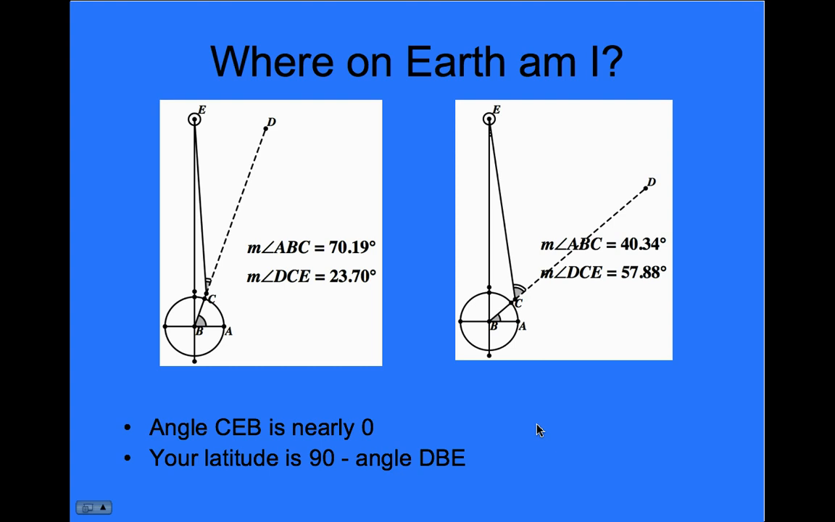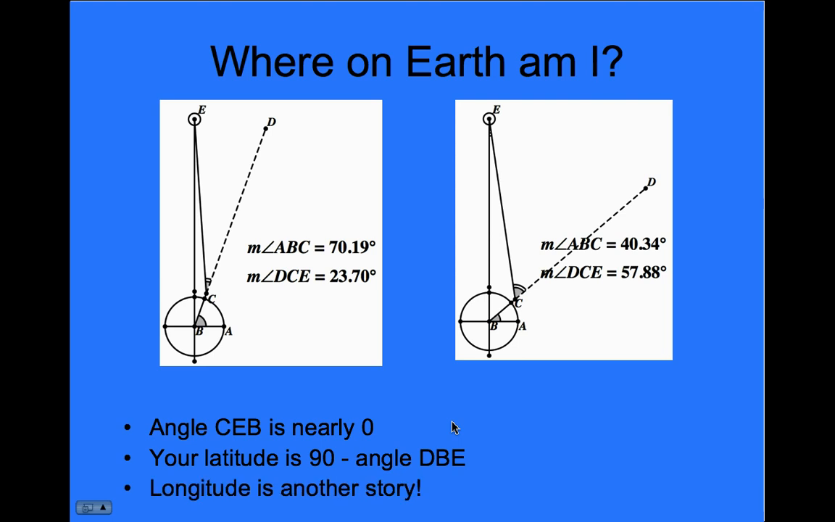So you can figure out your latitude, and people at different latitudes see different night skies where everything's rotating around the North Star, and the North Star is either directly above you if you're at the North Pole, or you might have to angle to see it.